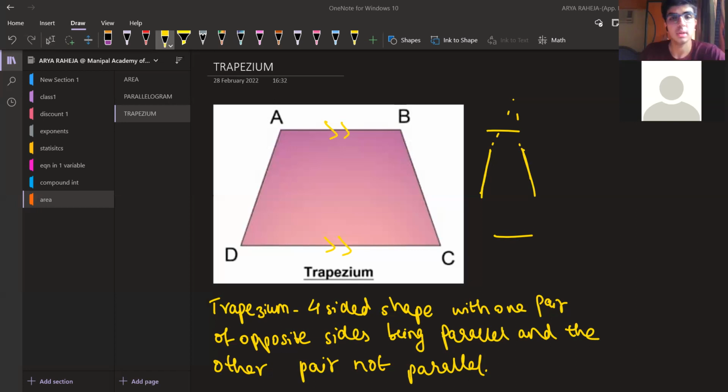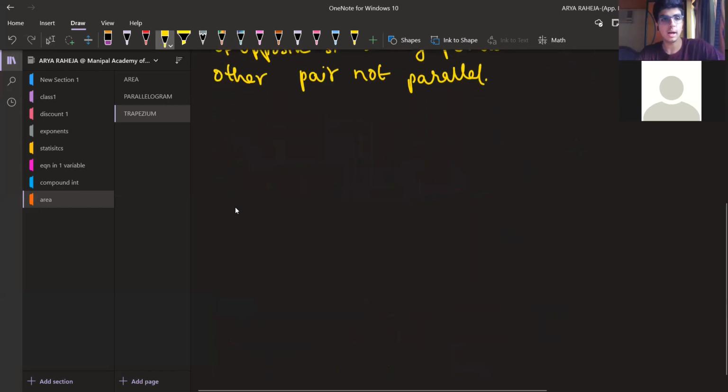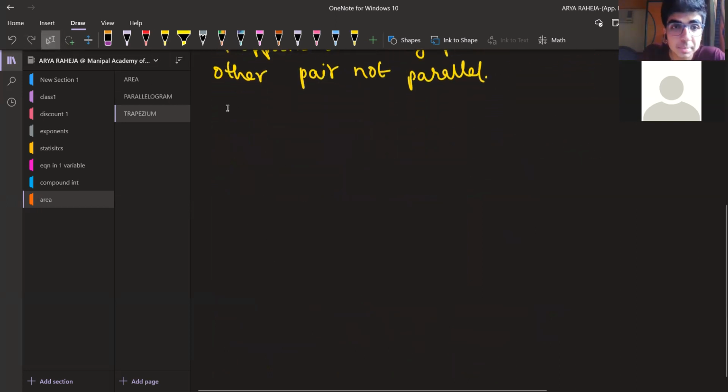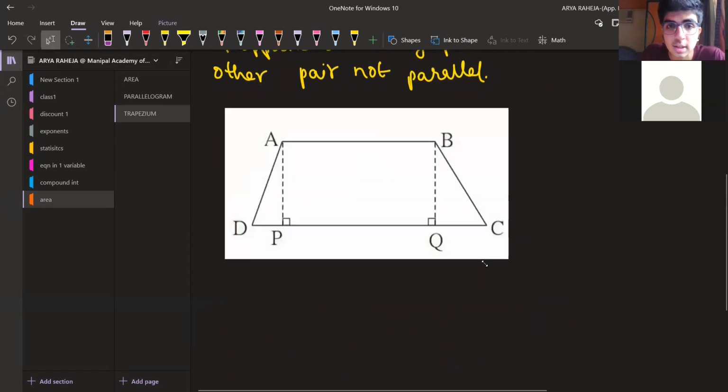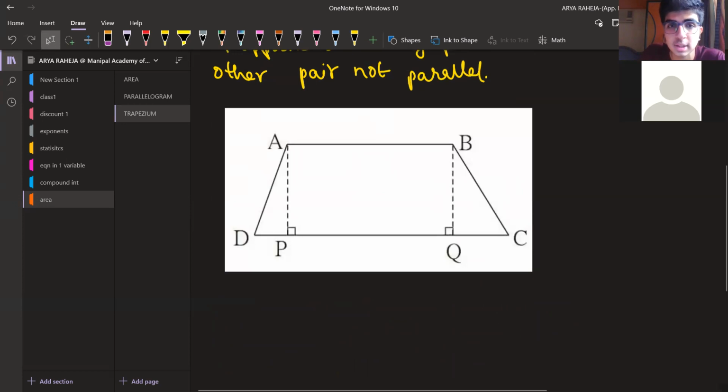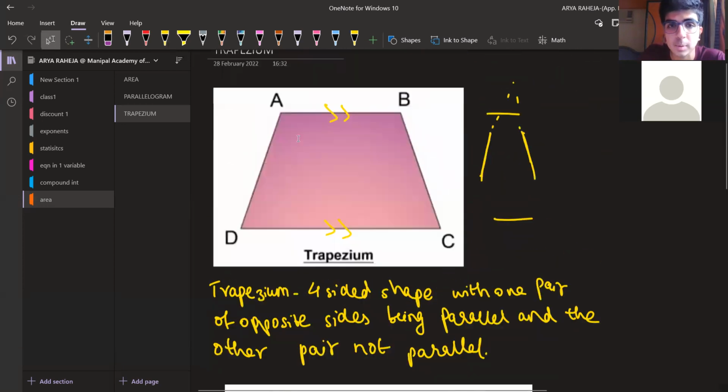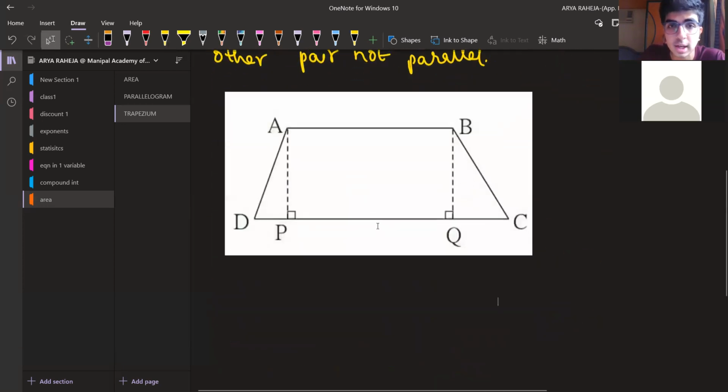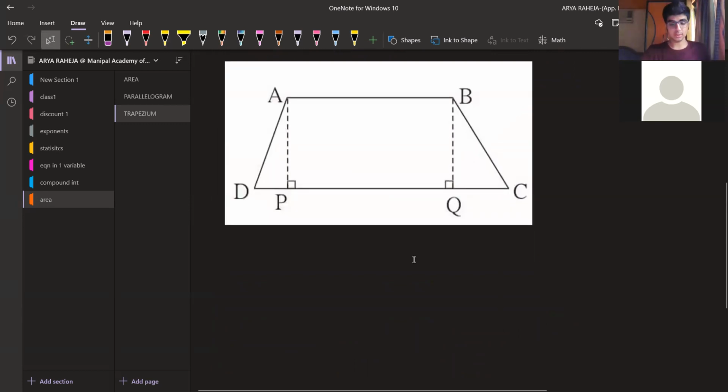Okay, so now if we look closely at the shape of this trapezium, we will notice many things. So this is also a trapezium only, it's the same type. If you zoom in and look at the trapezium carefully, you will be able to see that ADP is a triangle.